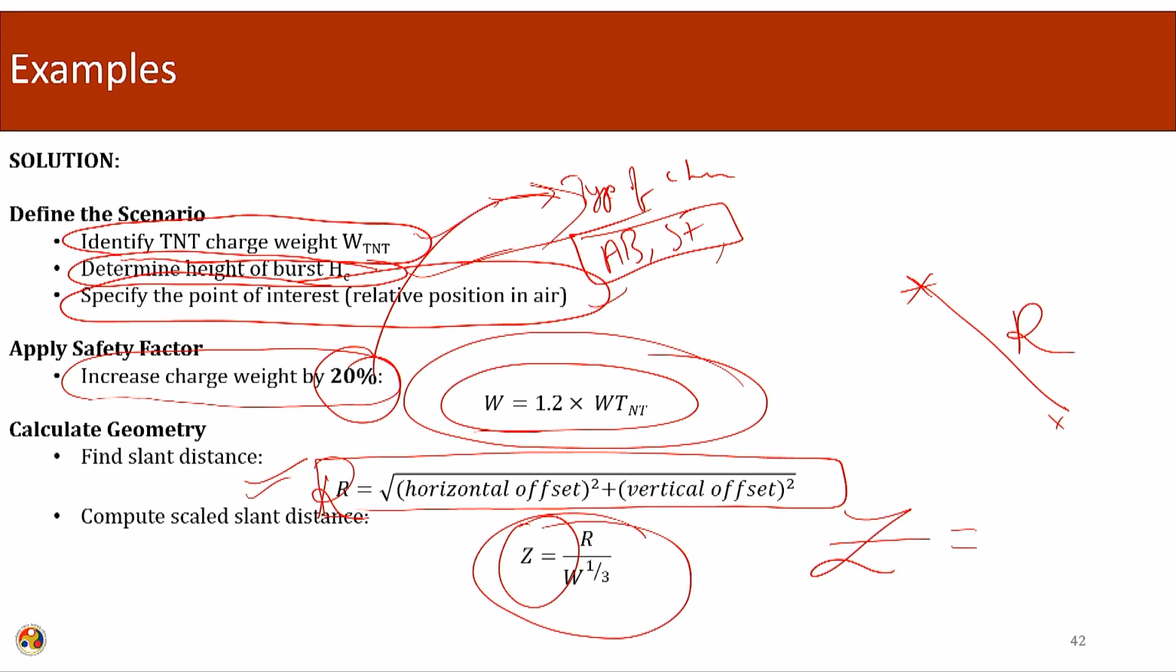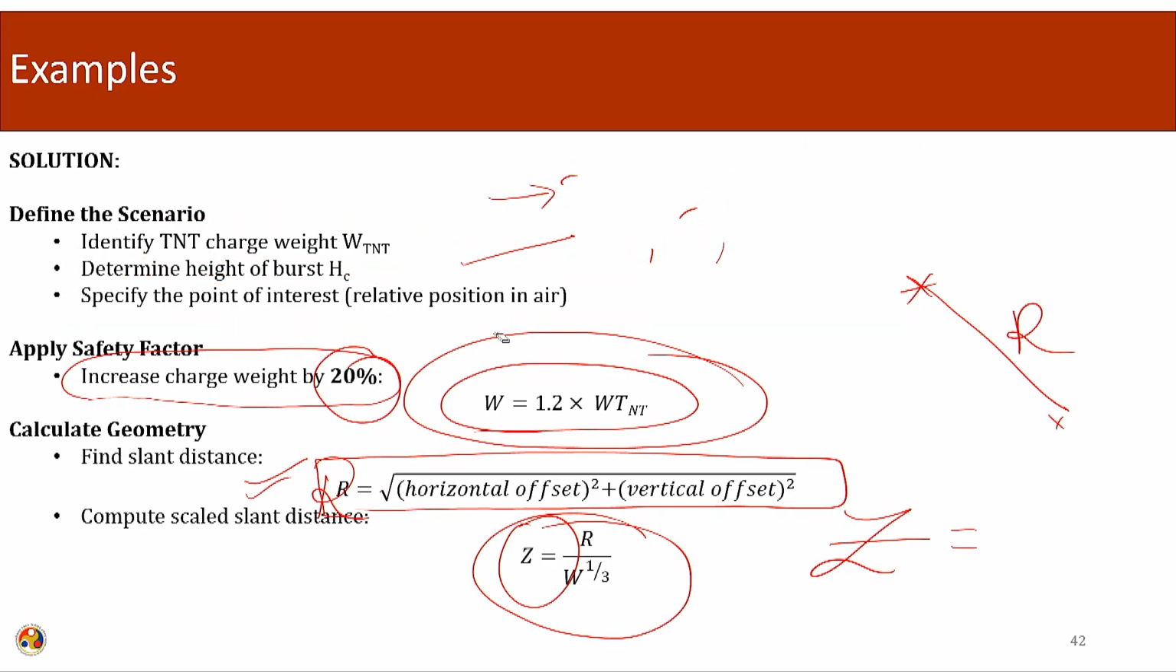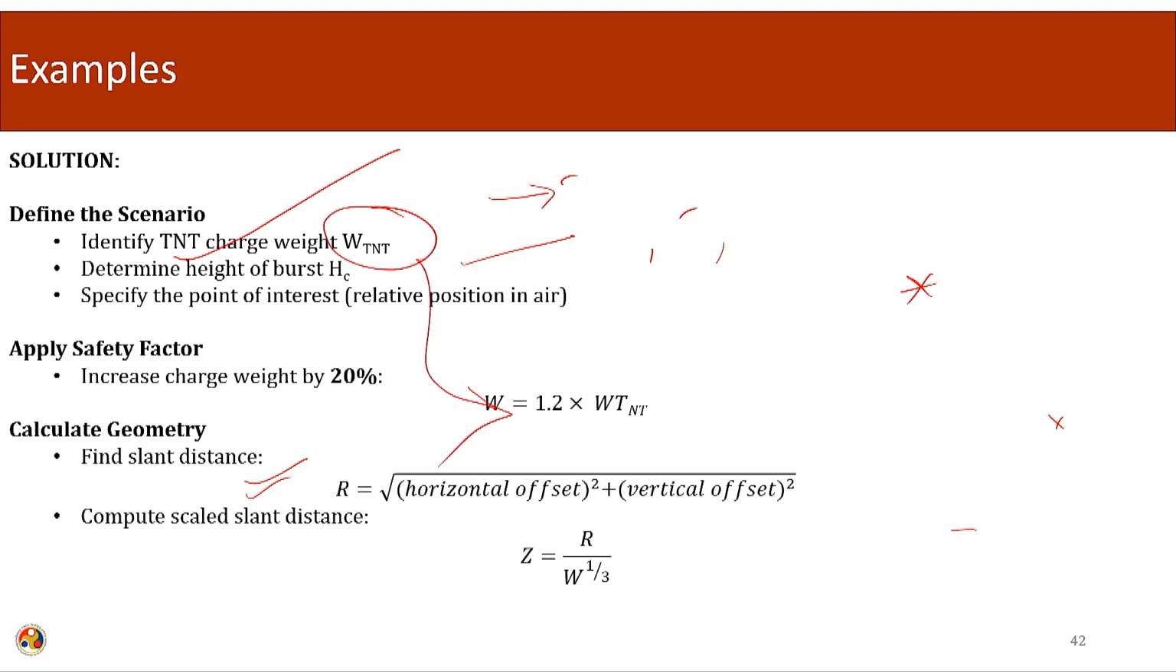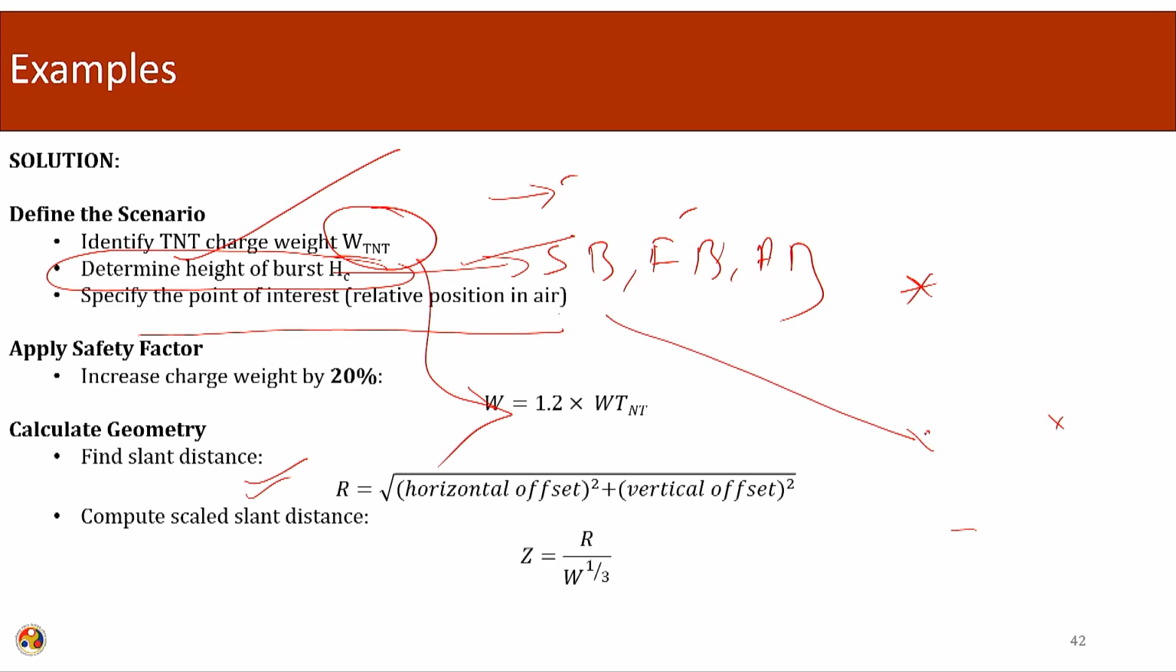So, we follow this methodology. Given any scenario, you start with this procedure. First identify the type of TNT charge. Depending upon what type of charge is there, we will have to scale it by 20%. After that, determine the type of explosion occurring: surface burst, free air burst, air burst or whatever it is.